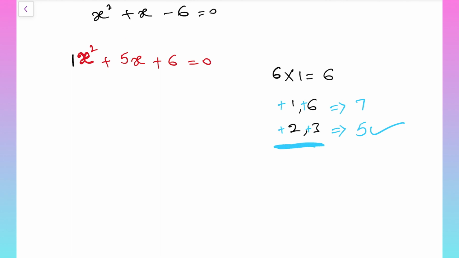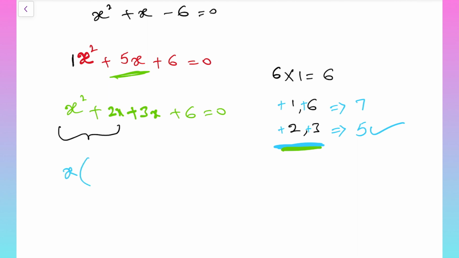In the place of the middle term we need to replace this one. First term x square as it is, plus this 5x I am replacing with 2x plus 3x, plus 6 as it is equals to 0. Now we need to take something common from the first and second terms. From x square plus 2x we can take x common, so we remain with x plus 2.